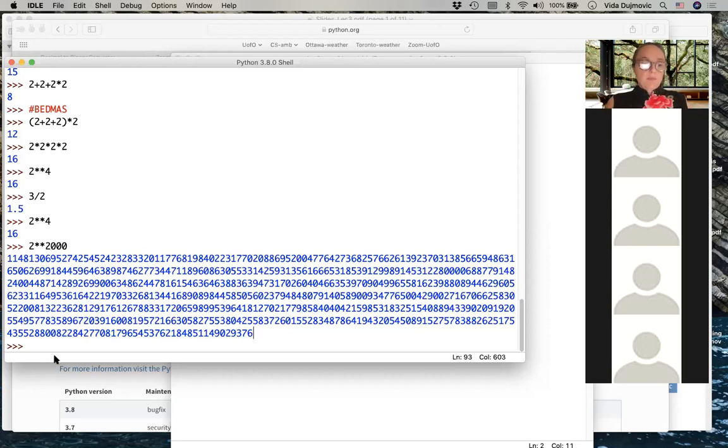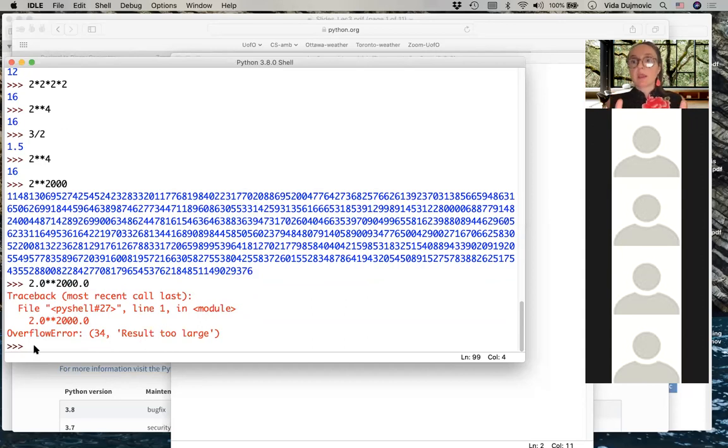Okay, so let's contrast this with 2.0 to the 2000.0. Mathematically, these are completely identical expressions. Completely identical. In mathematics, there's no difference between these two expressions. We should get the same result. But computers don't have infinite memory. So some things are approximations. You get an approximation of the truth, or even worse, you get a crash. So this is where we get a crash.